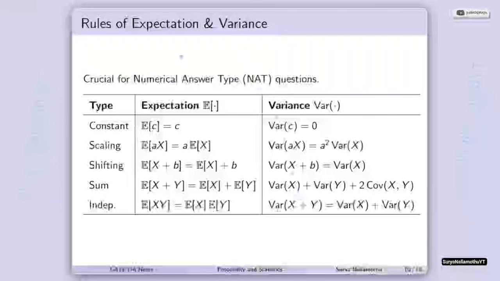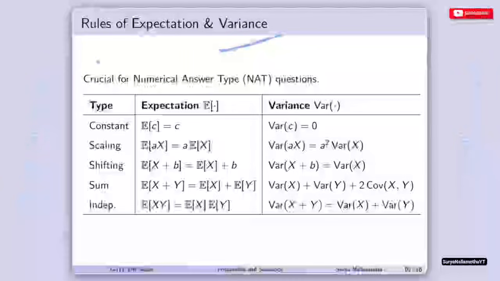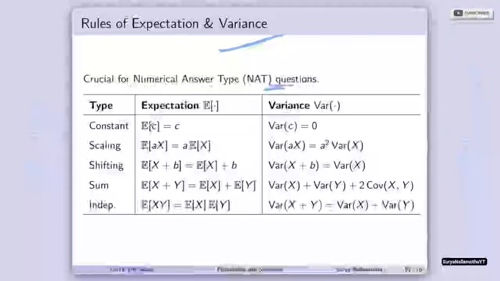And next, these are the rules for the expectation and variance. So crucial for the numerical answer type questions. We know in the GATE exam there are NAT questions. It is nothing but numerical answer type. So this is a very important table for doing these types of problems. So let us discuss this topic: expectation and variance. What is the difference between expectation and variance?